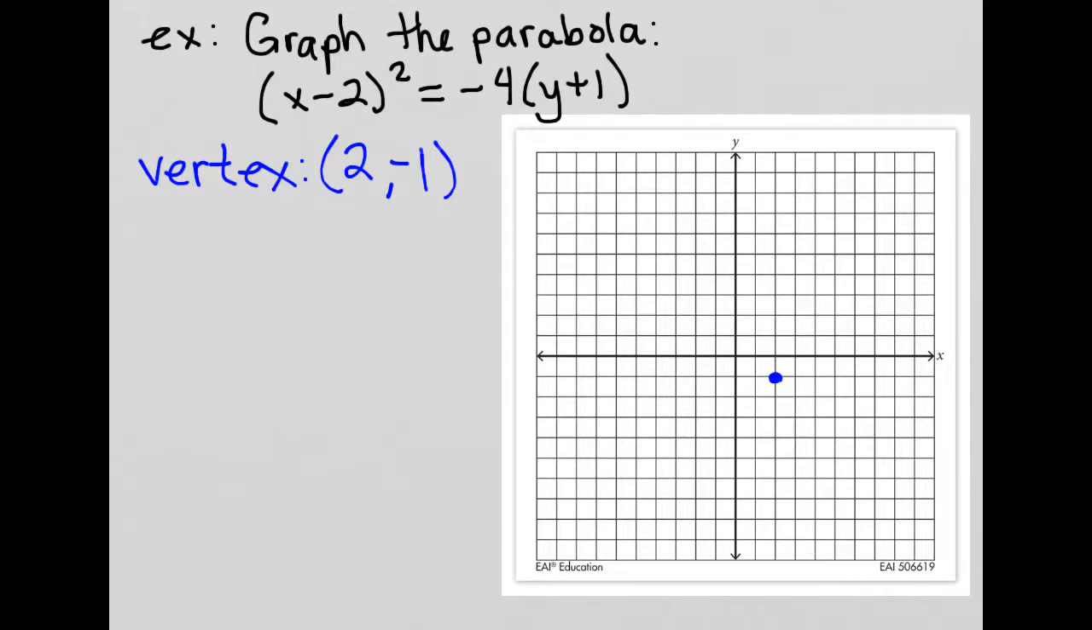And now we need to figure out which way this is facing. A is the number in front of the parenthesis that is not squared. So a is negative 4. And that is less than 0, that's negative. So this parabola is going to be facing the negative numbers. And since this is an x-squared parabola, it's either facing up or down. So the negative numbers would be downward. So our parabola is going to be frowning.